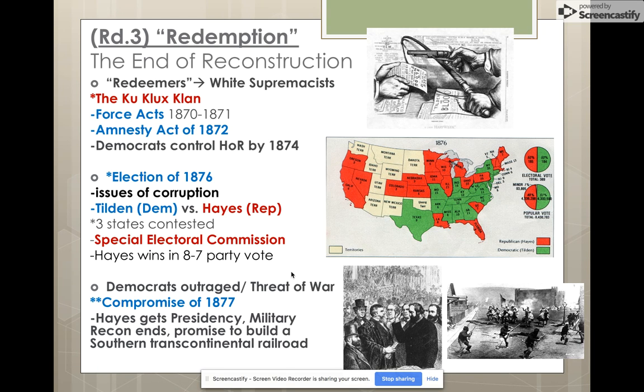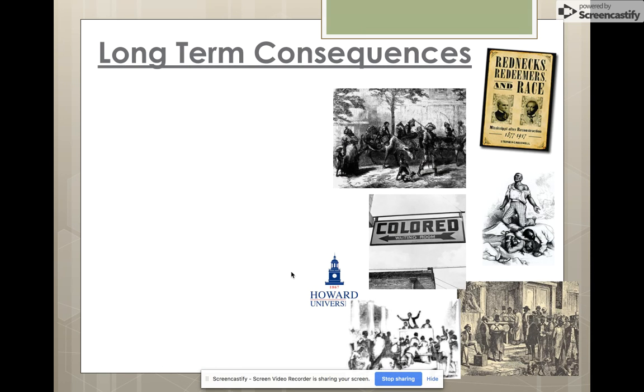And not only that, he also promises to build a Southern Transcontinental Railroad and basically help support the South more in its rebuilding efforts. But that military reconstruction piece was what really sealed the end of this phase. Some people would even call this a second corrupt bargain, which we know, of course, the first corrupt bargain being with that Andrew Jackson, John Quincy Adams election. So what are some of the long-term consequences of Reconstruction?